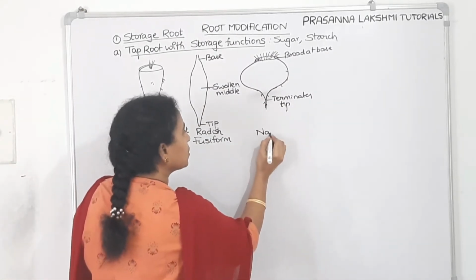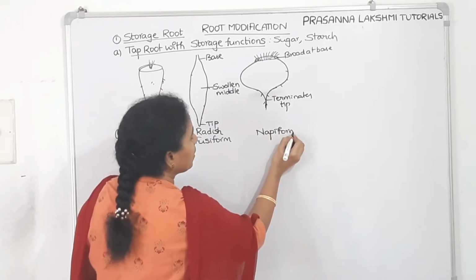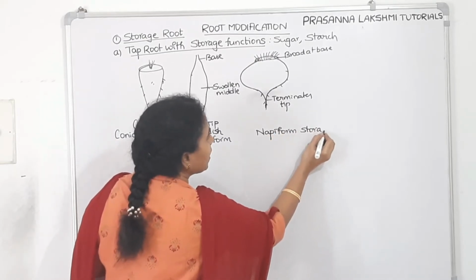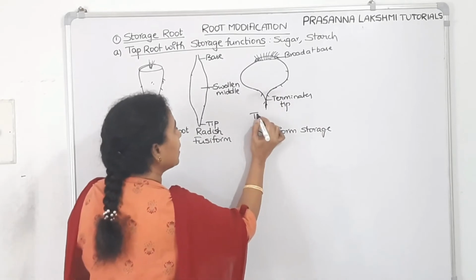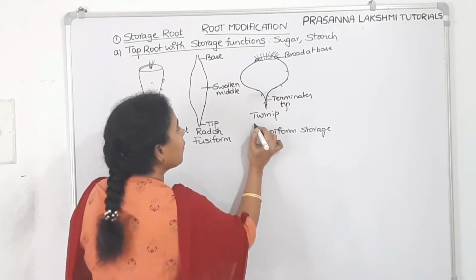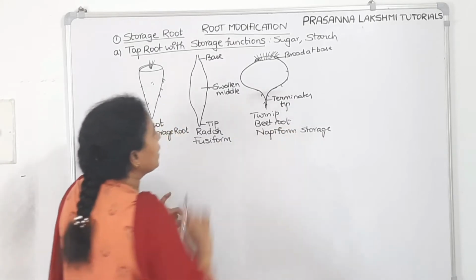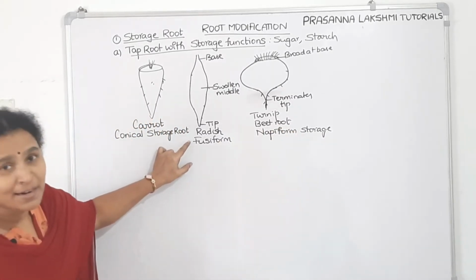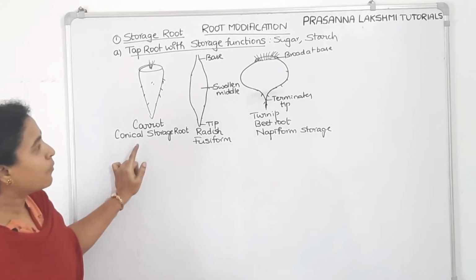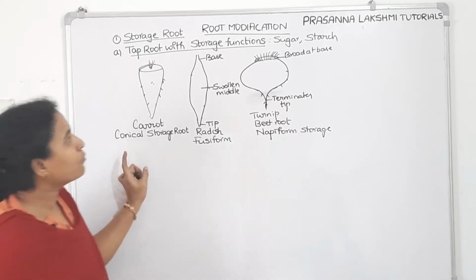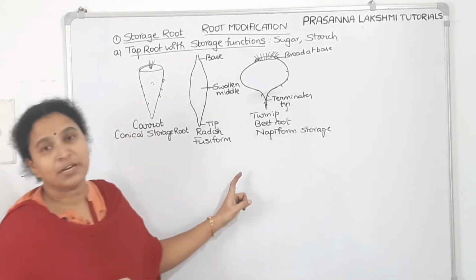Napiform storage roots, where are they found? Napiform storage taproots are found in turnip. They are found in beetroot also. Whereas fusiform taproots are found in radish. Conical taproots are found in carrot. All these are taproots which are storing the food in the form of sugar and starch.